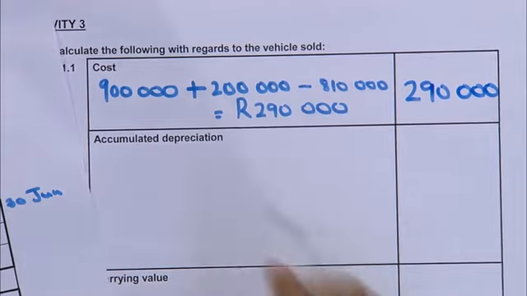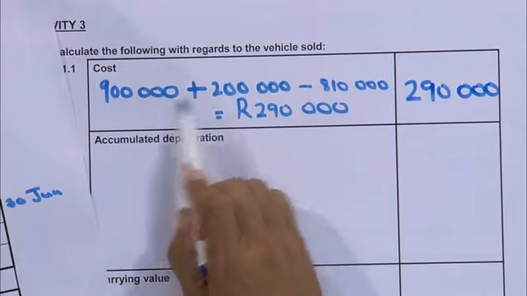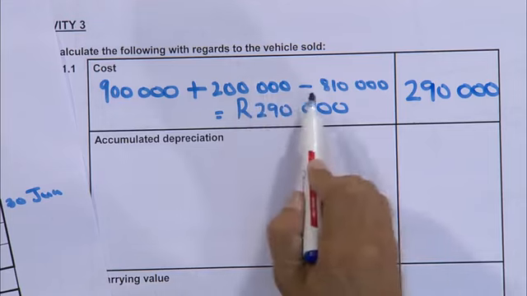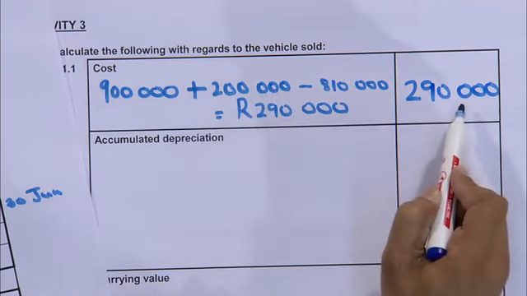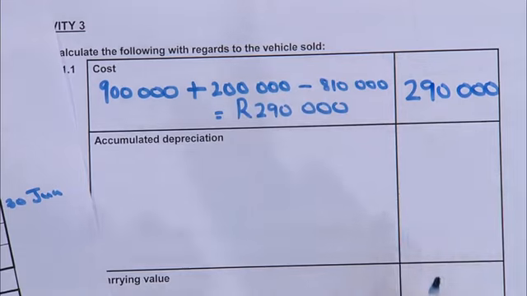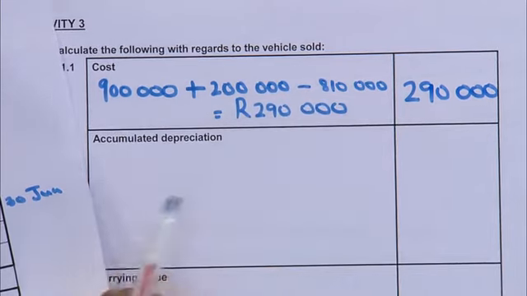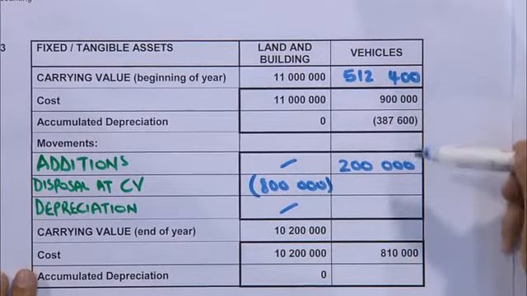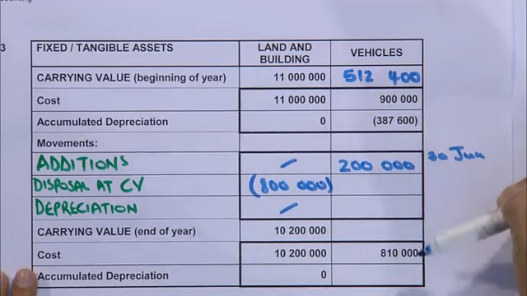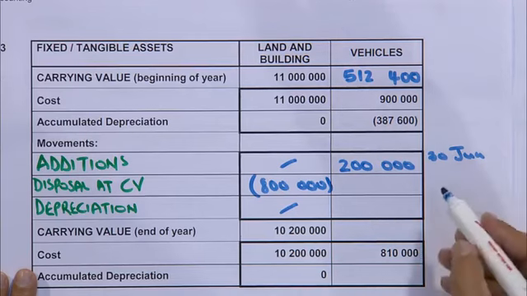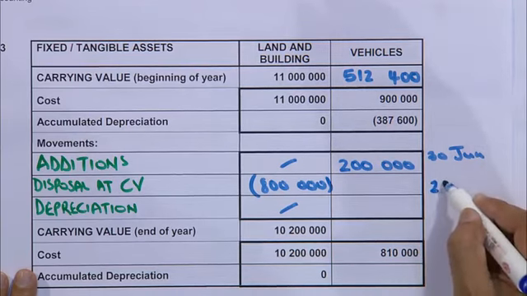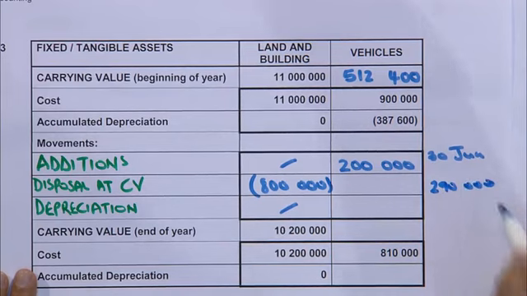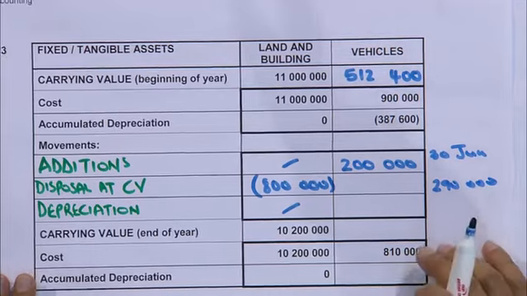Okay. So we'll just recap quickly. 900,000 plus the addition of 200,000 minus the cost price at the end gives me the cost price of the vehicle that I sold. Okay. So for vehicles, I just want to see. Right, there we go. There's the 900,000 plus the addition minus what we have left at the end, which means the cost price of the vehicle that we sold was 290,000. Okay, so I'm just writing that 290 over there, just in case we're going to come back to that 290 also.